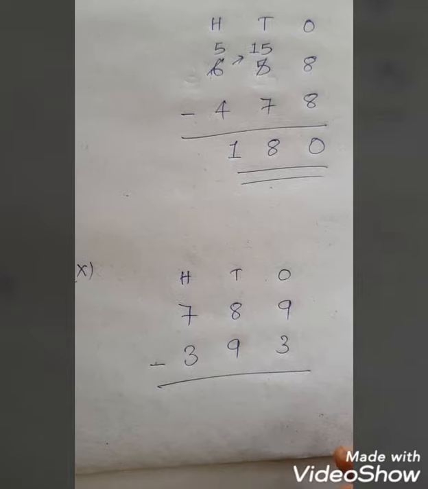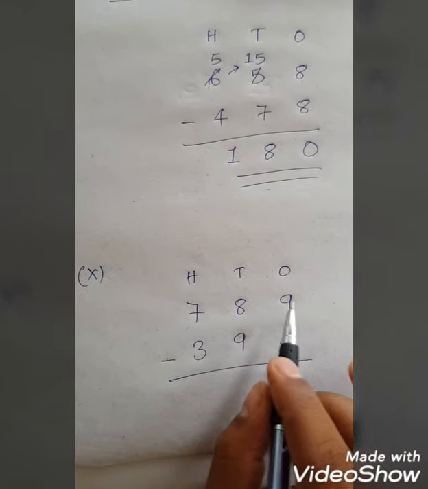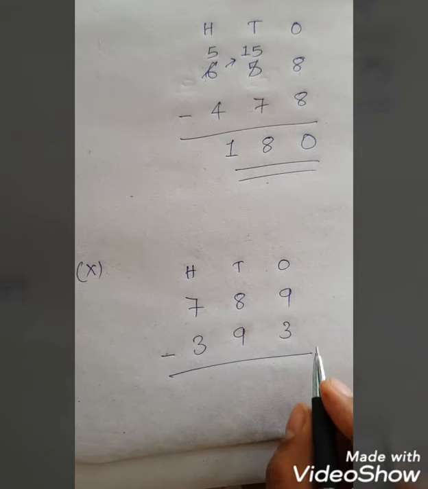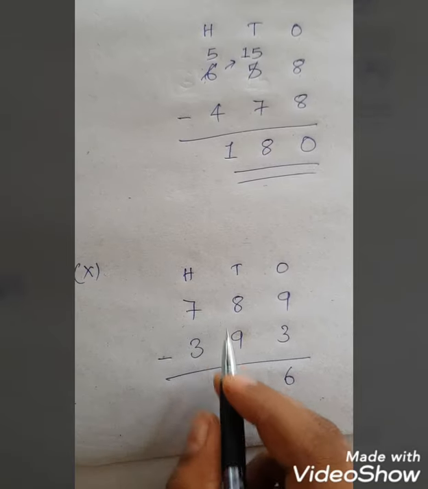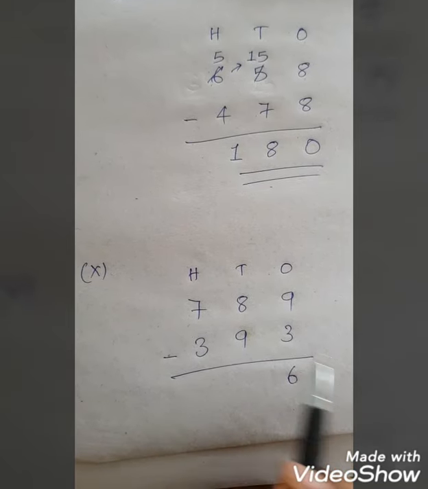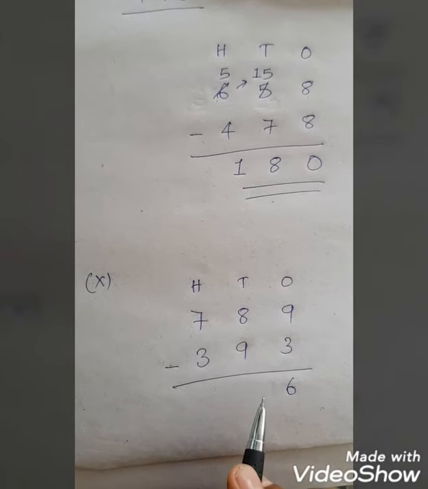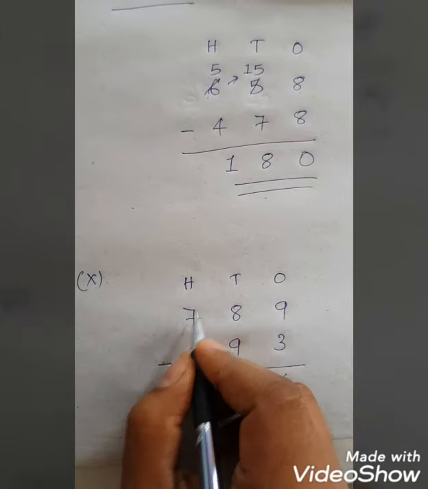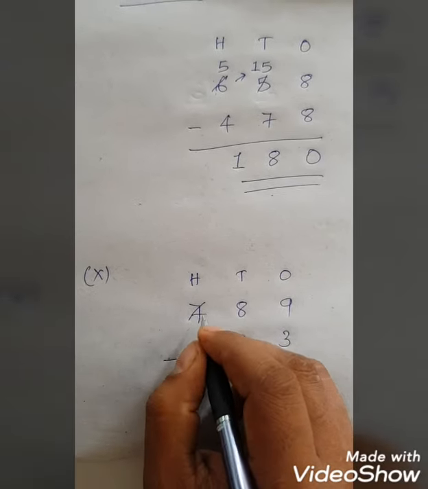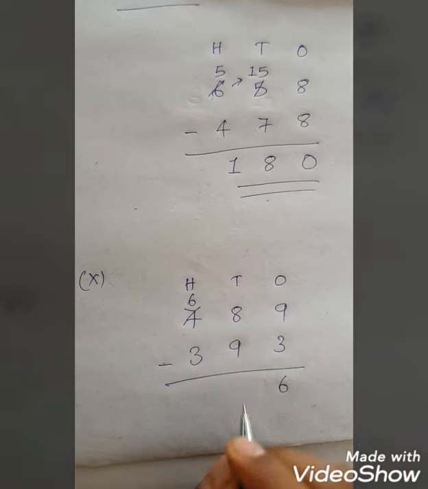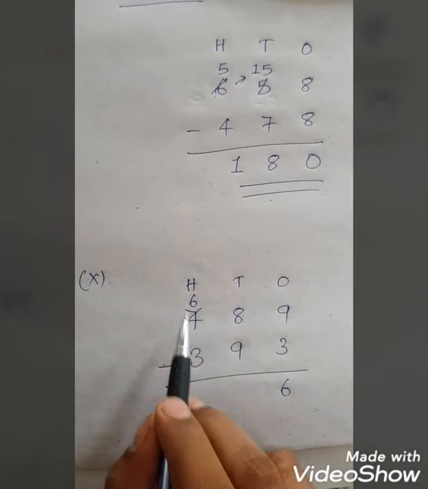Okay, let's start with the ones column. The ones column is 9 minus 3. What is 9 minus 3? It is 6. Next, the tens column. In the tens column, you know that we cannot subtract 9 from 8. So let's break up the hundreds column. Let's take 1 from the hundreds column. So this 7 will be changed to 6.